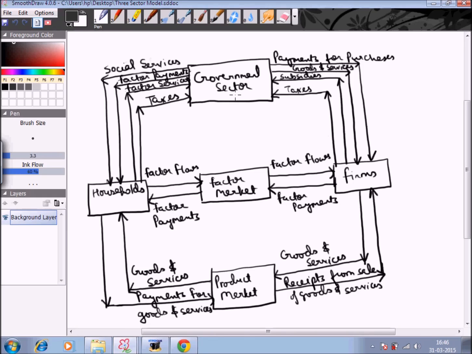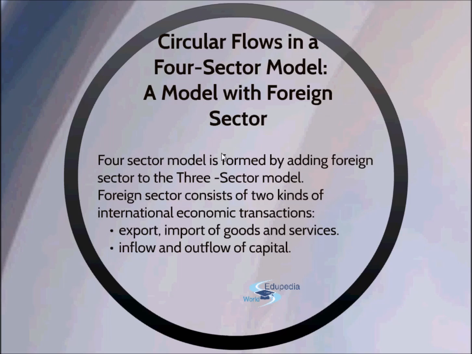role. Now, after studying the three sector model, we'll move forward to a more complex form of circular flow model, that is the four sector model. Now, the modification we have done in this model is that we have included the role of the foreign sector along with government, business and household. So the four sector model is formed by adding the foreign sector to the three sector model. The foreign sector consists of two kinds of international economic transactions, and we'll see the effect of these two transactions on the circular flow model, that is the export and import of goods and services, and the inflow and outflow of capital. We will see the impact of these two transactions on the circular flow model.